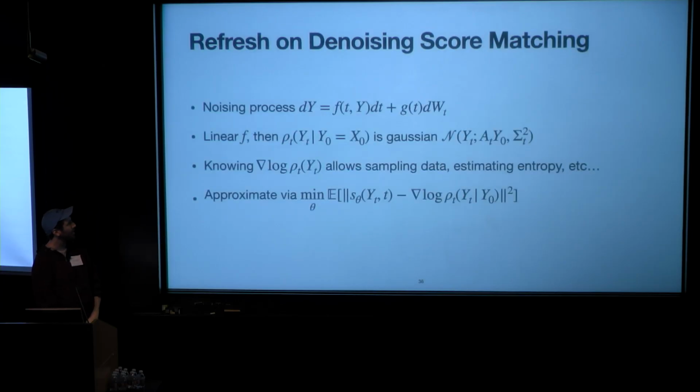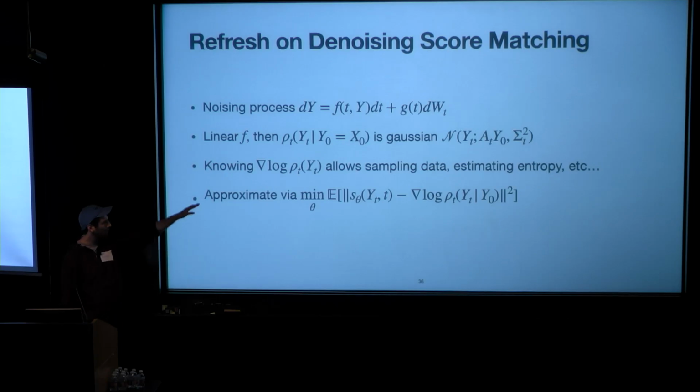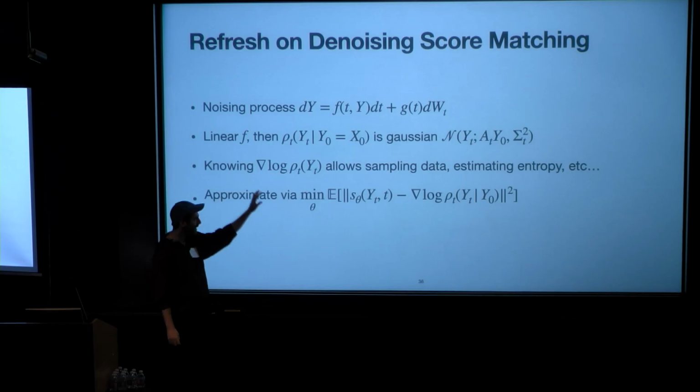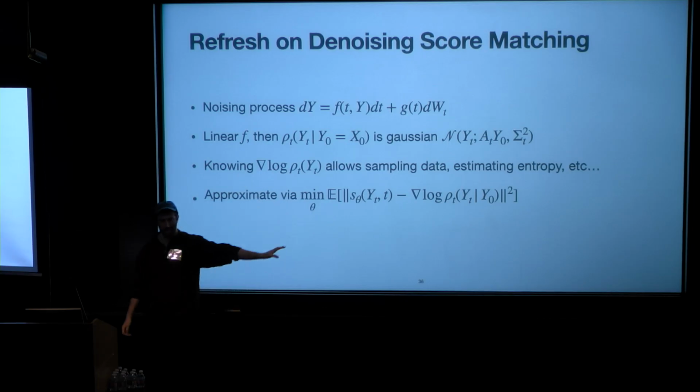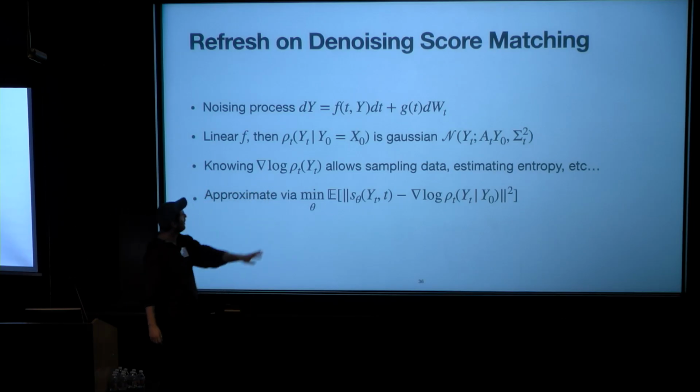Just a refresher, we skipped the details on how exactly to train this diffusion model earlier. But if you have this noising process and you know the transition density, and if it's linear, then we have a Gaussian transition density. If we know the transition density, we know the score because it's just grad log of a Gaussian. And there's this classic score matching objective that we plug in. S theta is a model. We do regression, and we approximate this score at optimum.